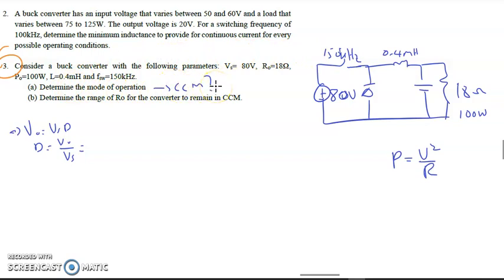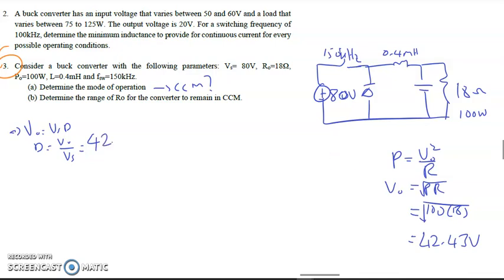So we want to ensure whether it is operating in CCM, boundary or DCM. First of all, we need to find out the duty cycle of the system. So V out equal to Vs times D, or D is equal to V out divided by V source. But V out now: P equal to V squared over R, so V out is the square root of P times R. So 100 times 18, square root. So we got V out of 42.43 volt.